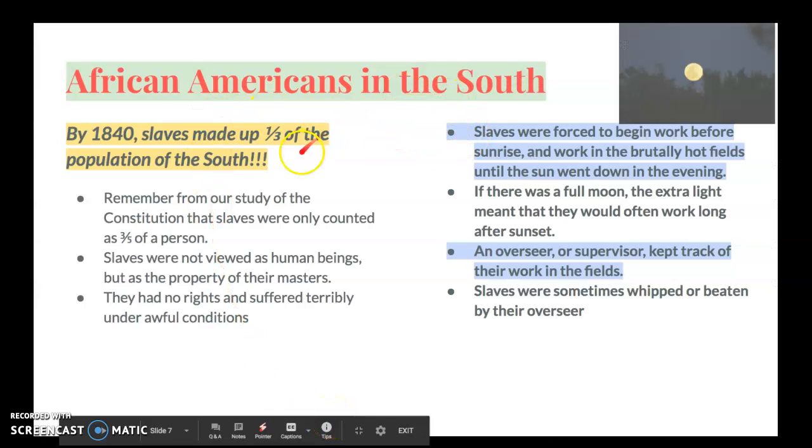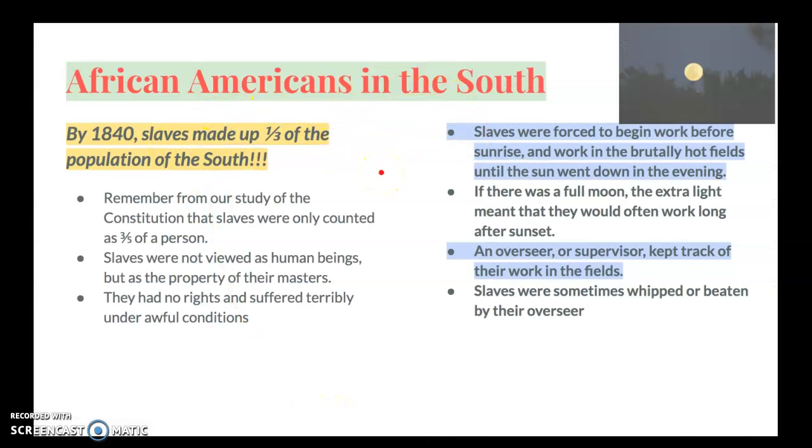All right, African Americans in the South. By 1840, slaves made up 1/3 of the population of the South. And for all you rascals that remember when we were talking about the Constitution, you remember this important compromise when they were determining how the slave population would be counted for the purposes of representation in Congress, and how states would be taxed. You remember that slaves were only counted as 3/5 of a person. Slaves were not viewed as human beings, but as the property of their masters, and they had no rights and suffered terribly under awful conditions.